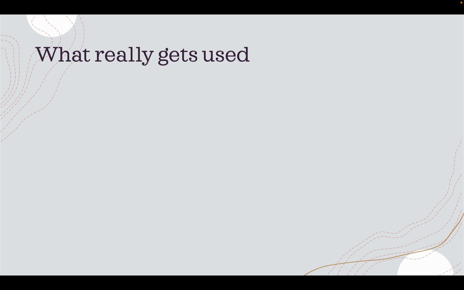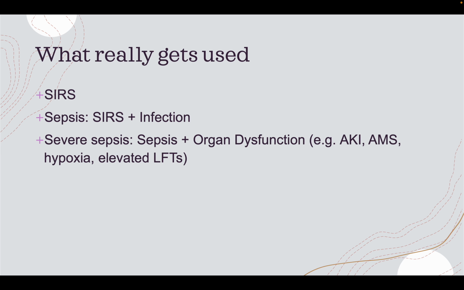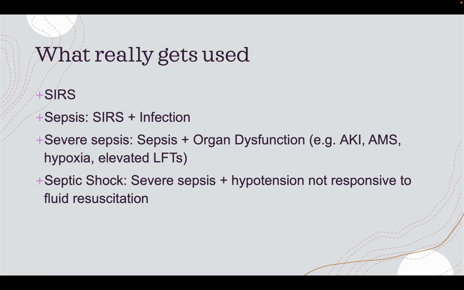What really gets used at CHI centers is SIRS criteria. Sepsis is SIRS plus infection, so pneumonia, UTI, something like that. Severe sepsis is sepsis plus organ dysfunction, whether that's a kidney injury, LFT elevation, hypoxia, and so on. And septic shock is severe sepsis plus hypotension, which is not responsive to fluid resuscitation. That is how you should document sepsis for our purposes.